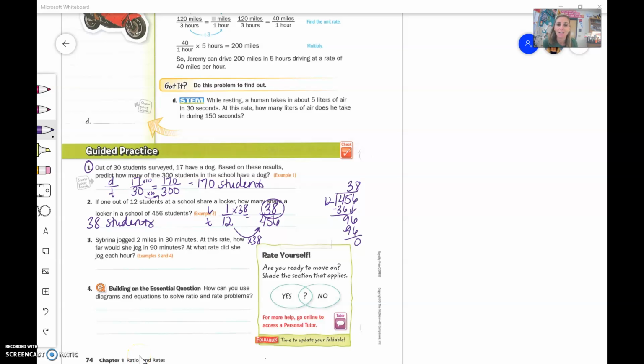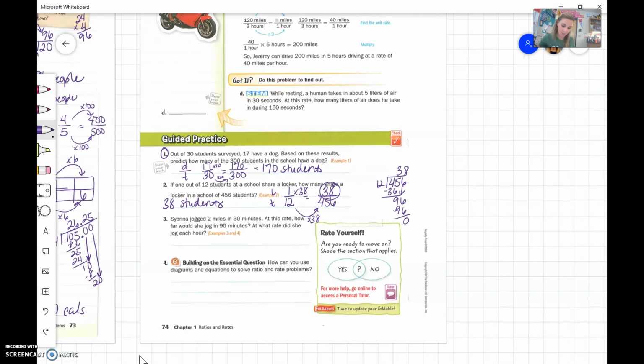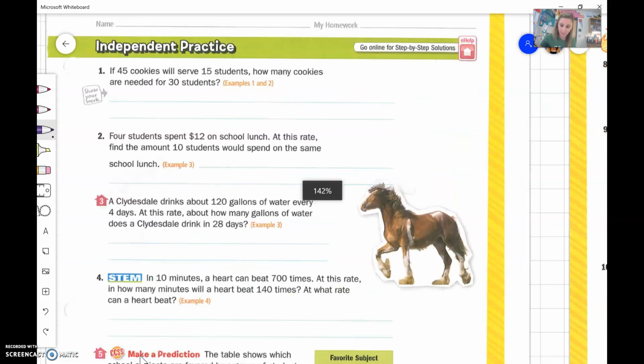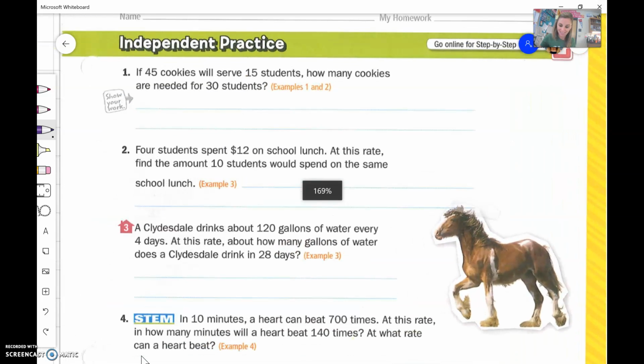Okay, so this is the continuing of practice problems for Chapter 1, Lesson 7. If you would just like some more practice so that you feel more comfortable before you get into your homework. So let's go ahead and jump over to page 75 to where we see some independent practice where we can work on some of these together.